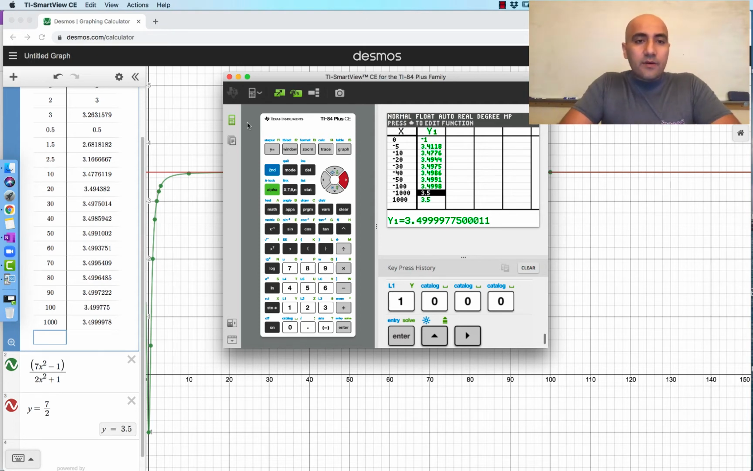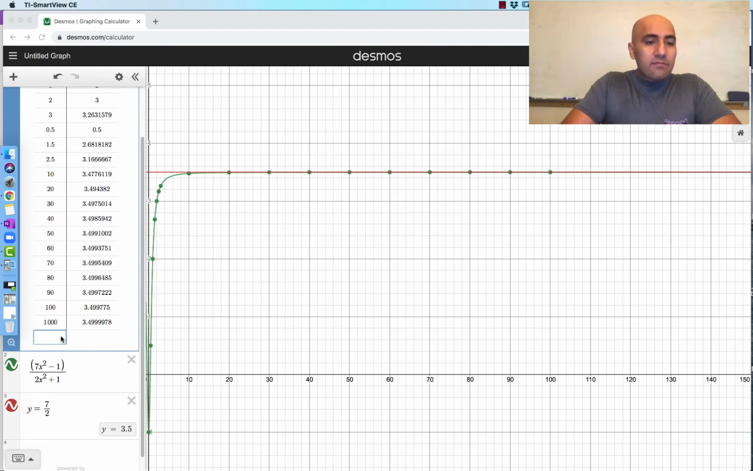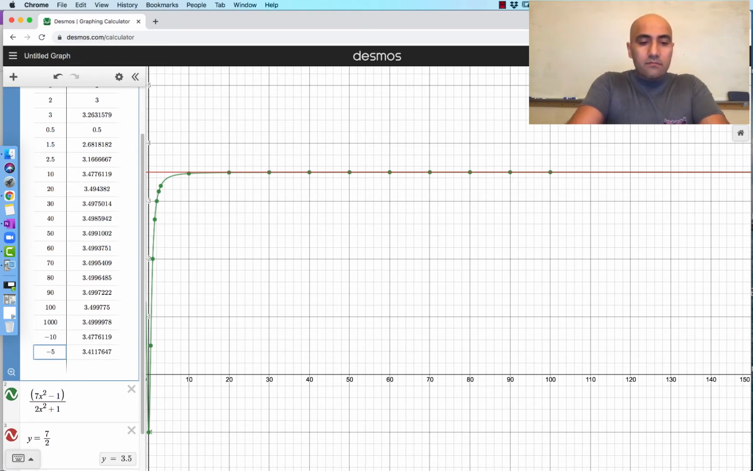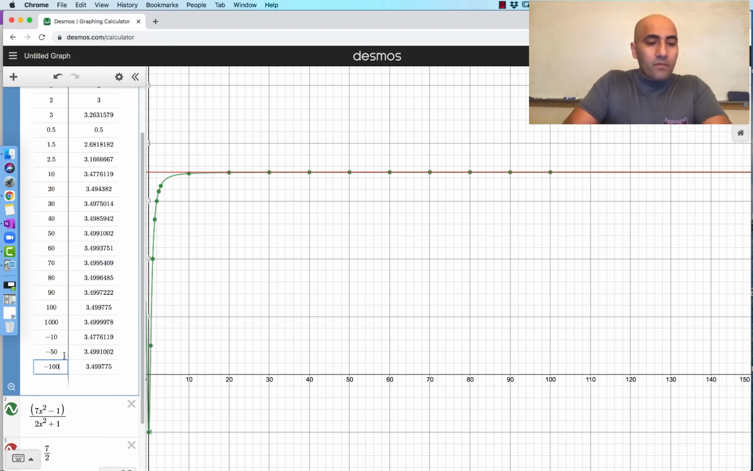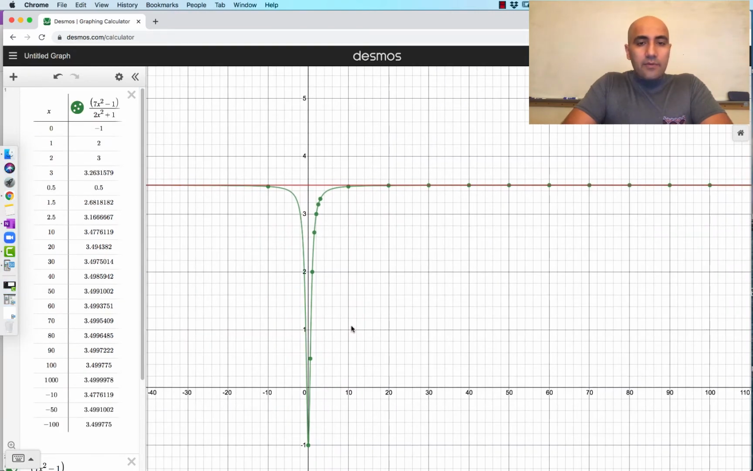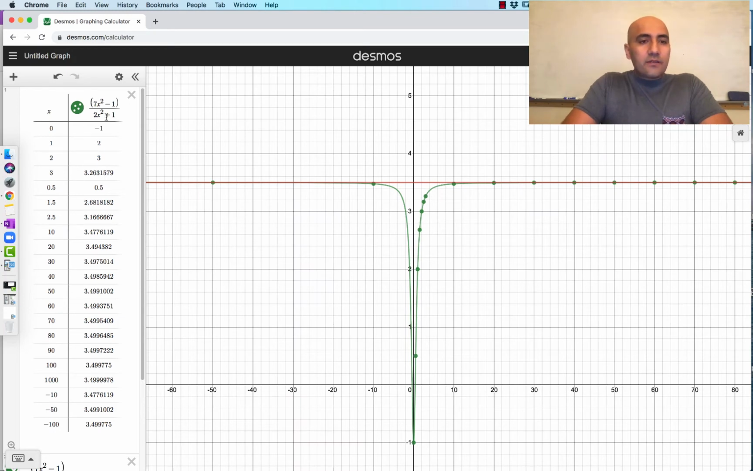If we go back to Desmos, we see that the same thing happens over here. If I put in a negative 10, still a value that's very close to 3.5. And then I can do negative 50, negative 100. Either way, I'm getting closer and closer to 3.5 in either direction. So if I wanted to see the graph, I can scoot this over, and I can see that this is what's happening. Okay.